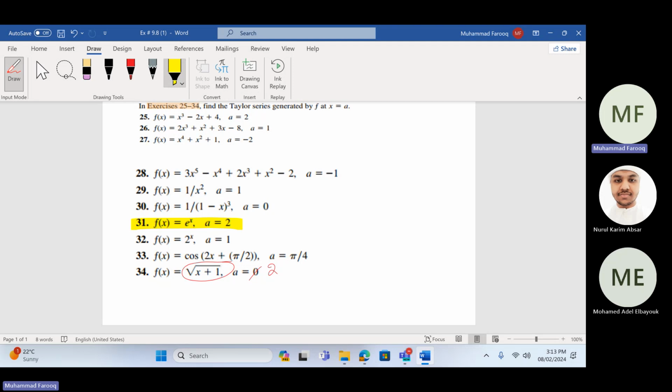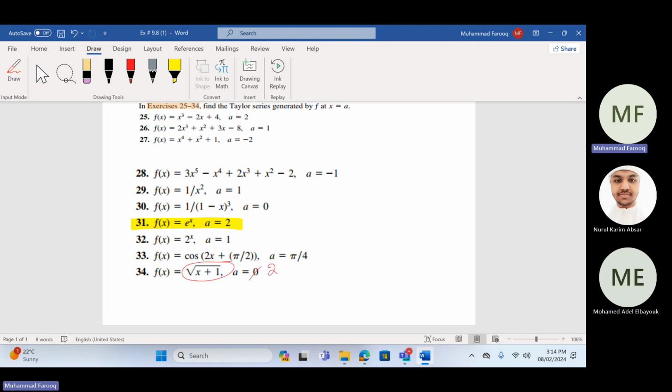Try question 31, please. The derivative is e to the power of x, so put it as it is: e power 2, e power 3, like that. Take three derivatives, I think three are enough. You can get the pattern. Here the objective is that we need the pattern. So e power 1, e power 2, e power 3. Now make the series.